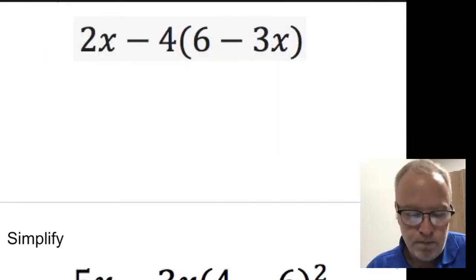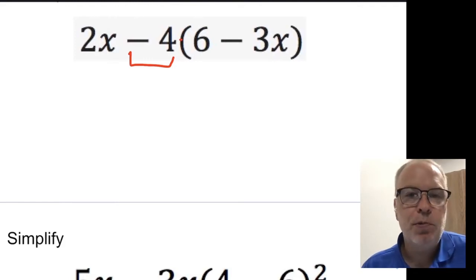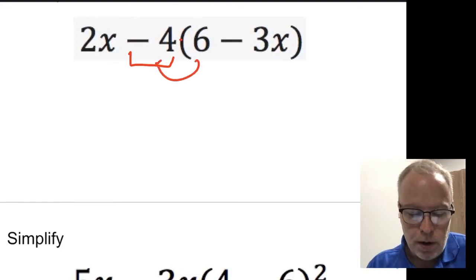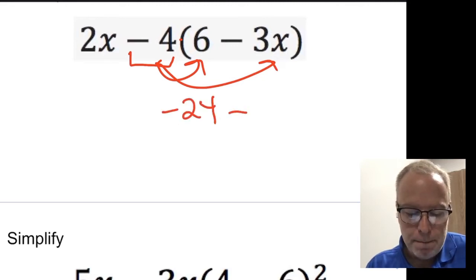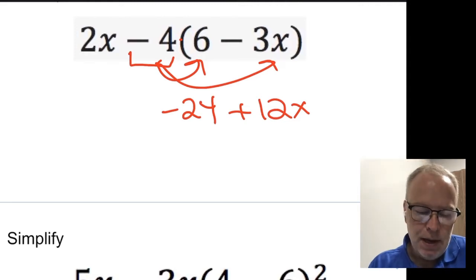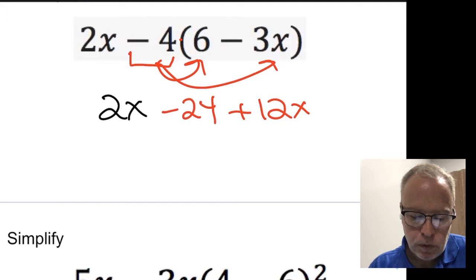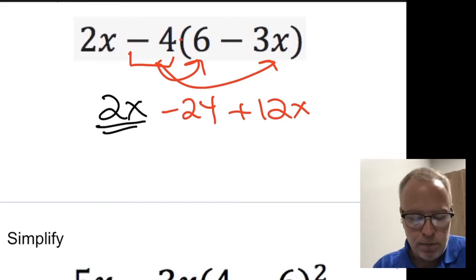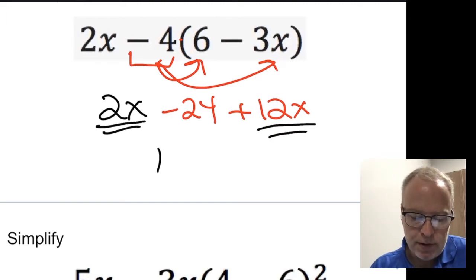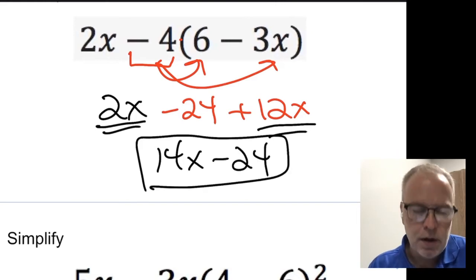Okay, great. Here we go. We'll take this negative 4 because that's the thing that's attached to this parenthesis right there. We're going to multiply this negative 4 in there. We get negative 24 plus 2x because a negative times a negative is a positive. Now the 2x is, again, waiting its turn. And at this point, you combine like terms. 2x and 12x gives you 14x, and the negative 24 is still there.